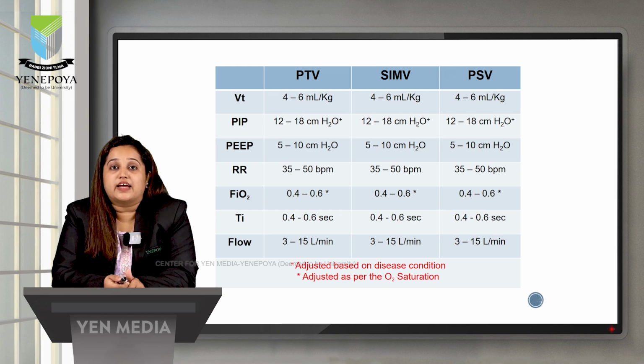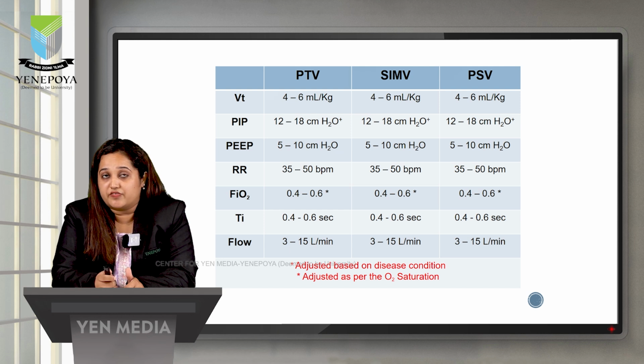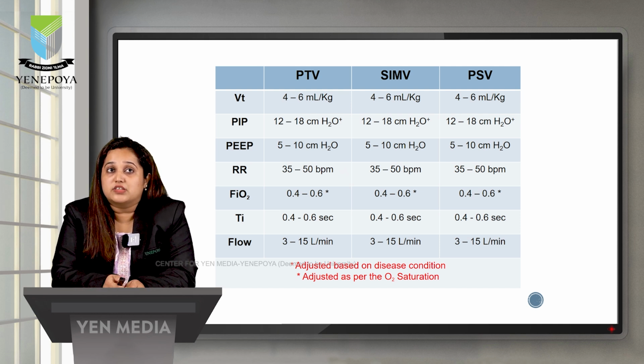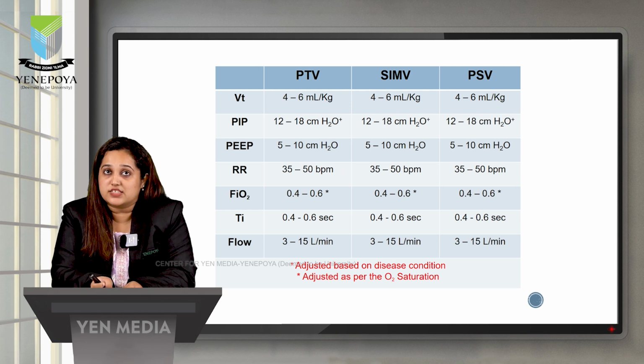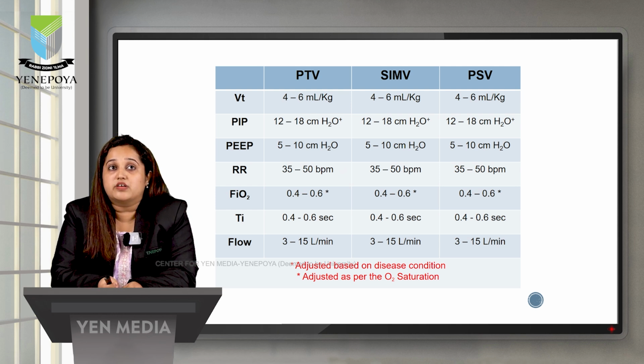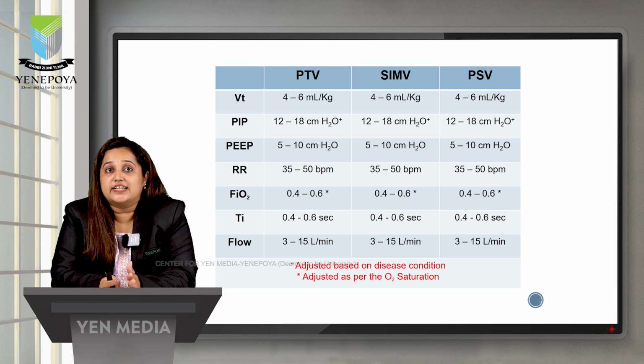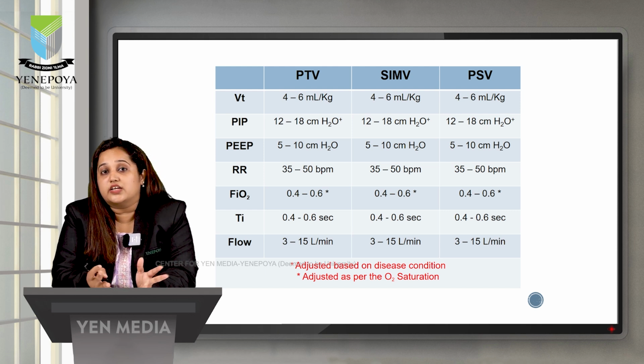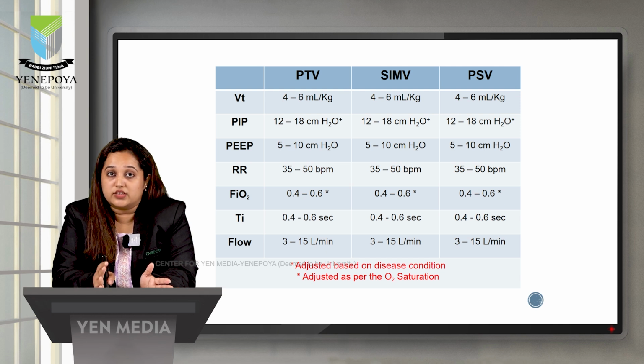So this is a table that shows you the various settings. Now all of these parameters have different settings, but it does not vary with each mode. With every mode of ventilation, the setting that you do is going to be common. So if I talk about the tidal volume, it will be somewhere 4 to 6 ml per kg. The peak inspiratory pressure will be somewhere 12 to 18 centimeters of water, but again, depending on the disease condition, you can change it. You can go for higher peak inspiratory pressure. We can always go up to 22 centimeters of water also, depending on the condition.